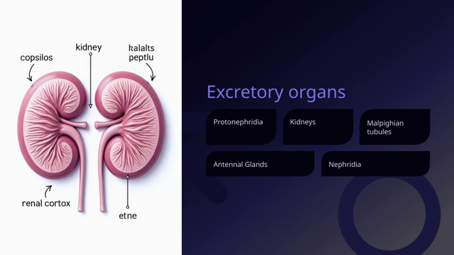These glands help in osmoregulation and waste removal through their antennae. Protonephridia are simpler structures typically found in flatworms, consisting of a network of tubules ending in flame cells that help eliminate excess water and waste. Overall, these different organs highlight the diversity of excretory systems across various species, each adapted to their specific needs, but all sharing the fundamental goal of waste removal and maintaining internal homeostasis.